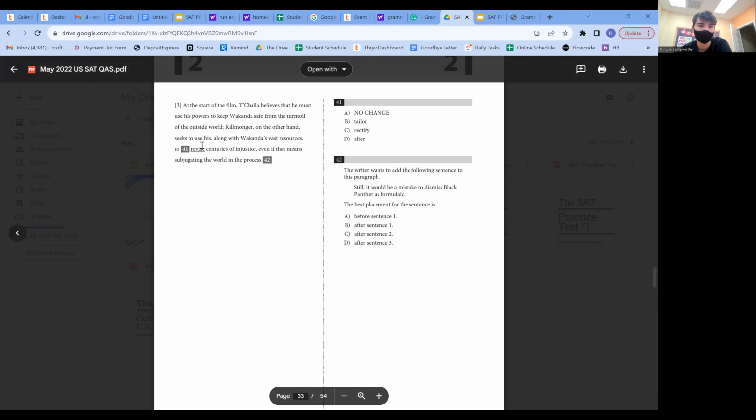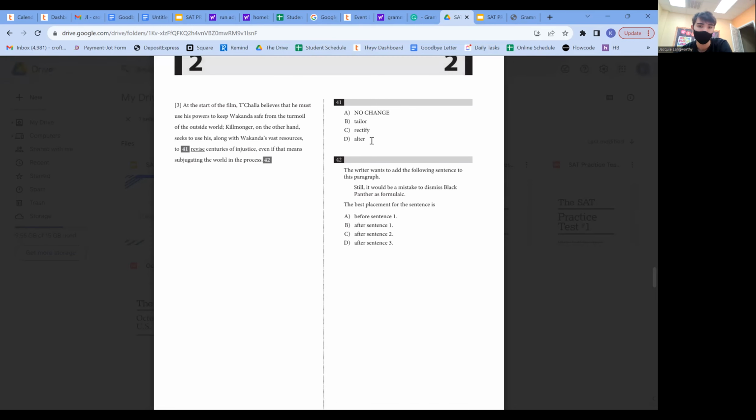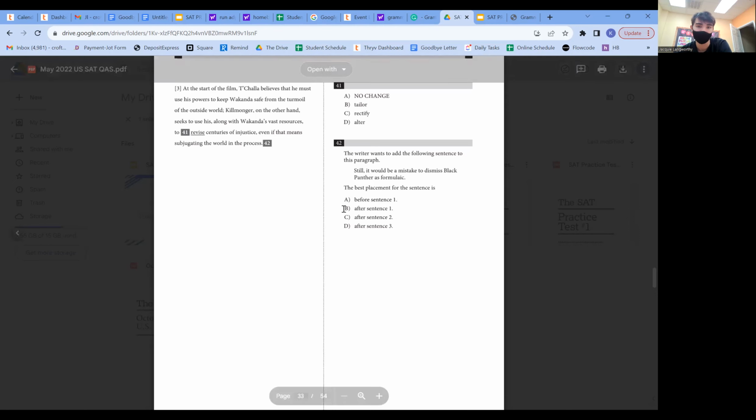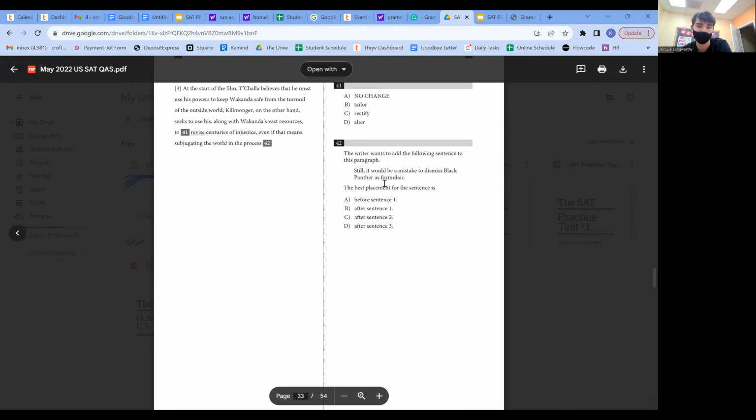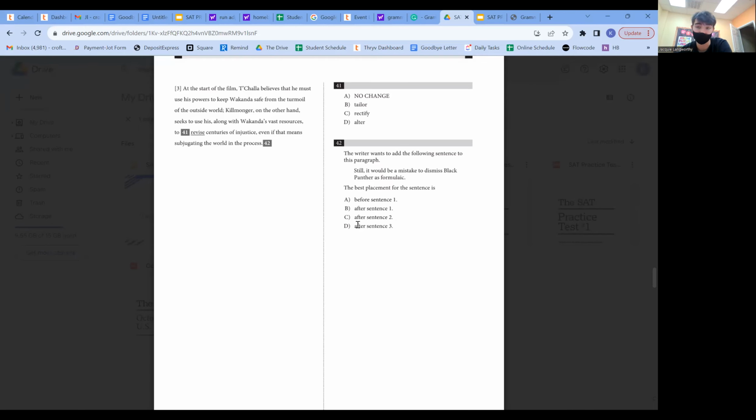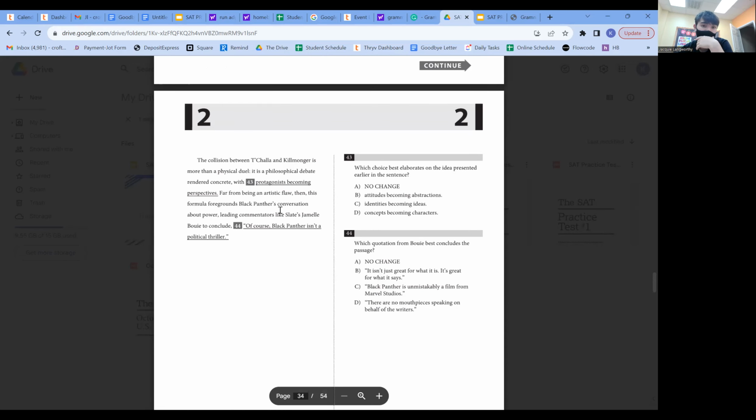41, to revise centuries of injustice. 41 is going to be C, rectify, because rectify means to make right. Revise is just to change. Tailor is like to get something tailored, and alter is just to change. Rectify is the one you want. The writer wants to add the following sentence to this paragraph. Still, it would be a mistake to dismiss Black Panther as formulaic. This would be right. You want this right after it tells you about the tropes that was in the last paragraph. So 42 will be A for sentence one as the transition.